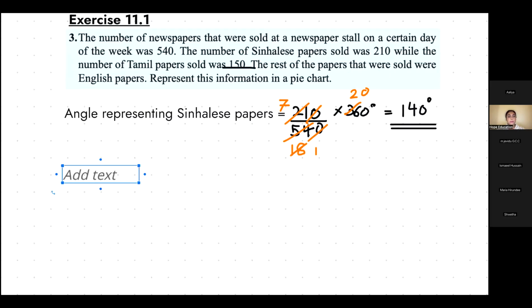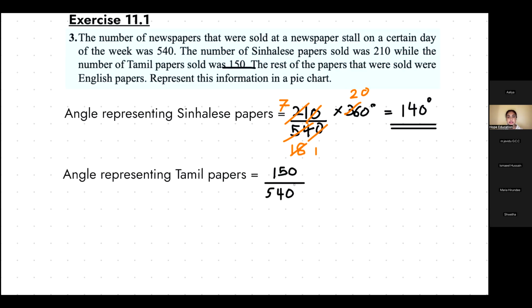So, angle representing Tamil papers. The number of Tamil papers is 150. Total number of papers is 540. We have to multiply by 360 degrees. 0, 0 cancel. 3 times 5 is 15. 3 times 18 is 54. 18 times 1 is 18. 18 times 2 is 36. Then 5 times 2 is 10. With 0 we get the angle 100.